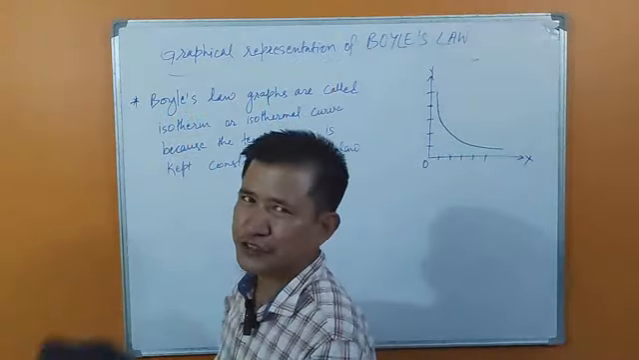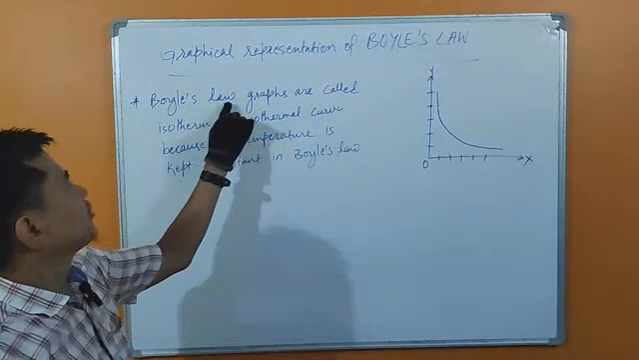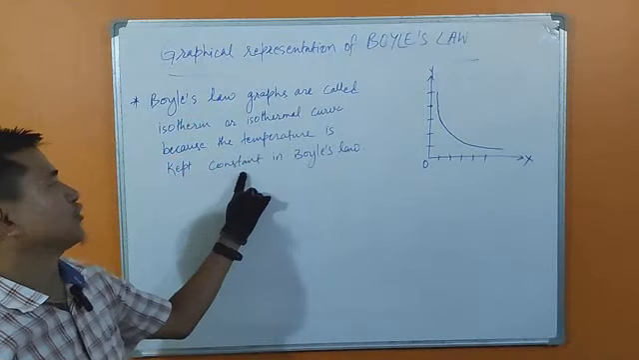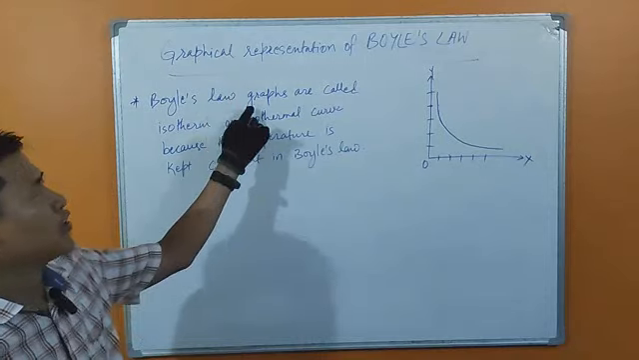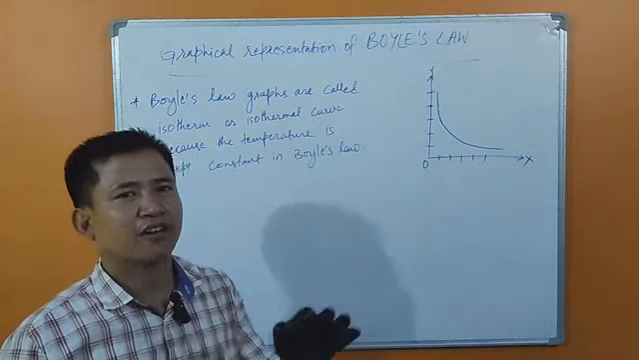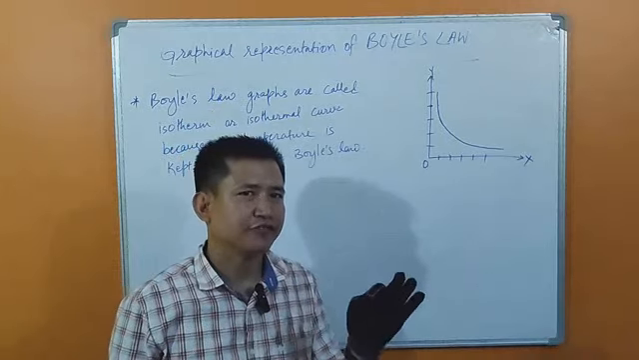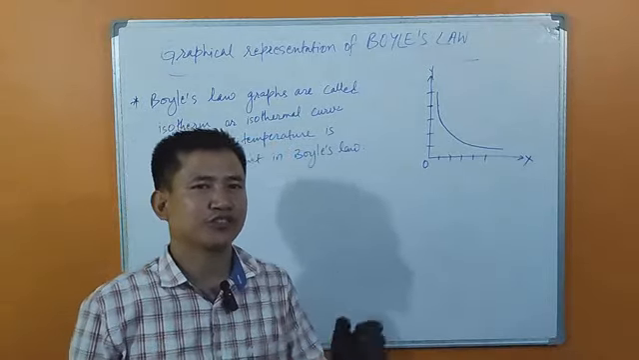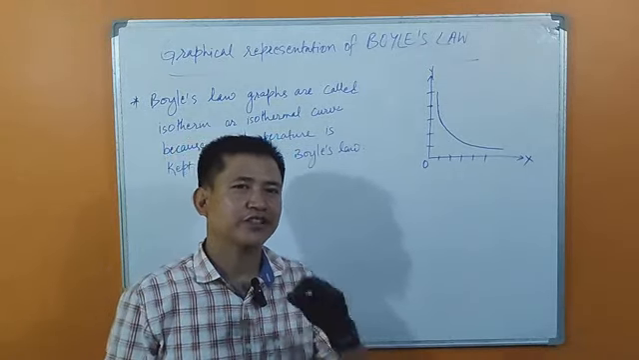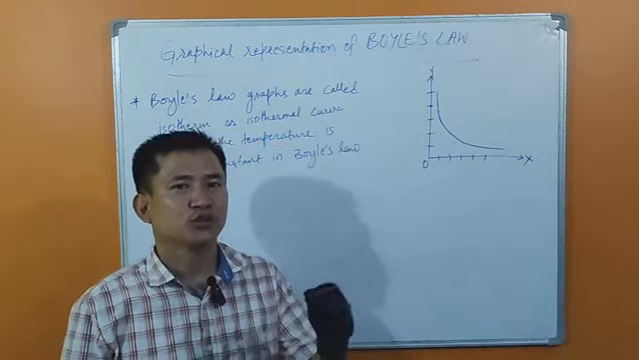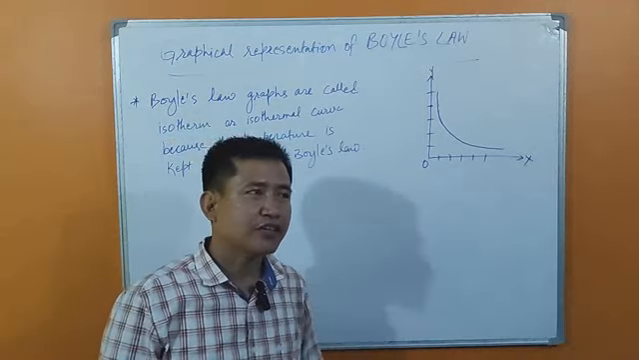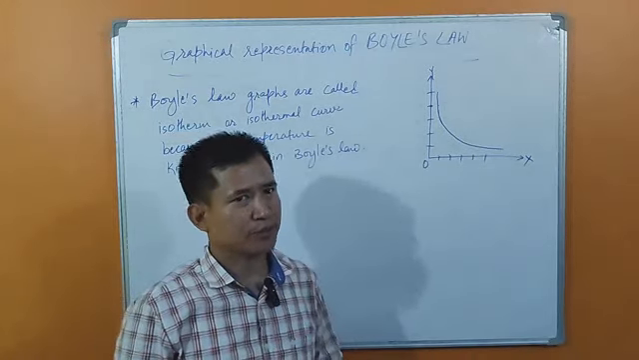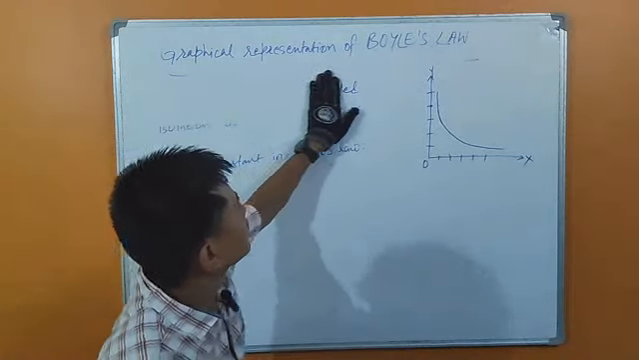First of all, what you need to keep in mind is that Boyle's law graphs are called isotherms or isothermal curves, because the temperature is kept constant in Boyle's law. As we know, in Boyle's law, mass and temperature are kept constant. So we call the graphs of Boyle's law isotherms or isothermal curves. Now let us quickly begin with the graphs of Boyle's law.